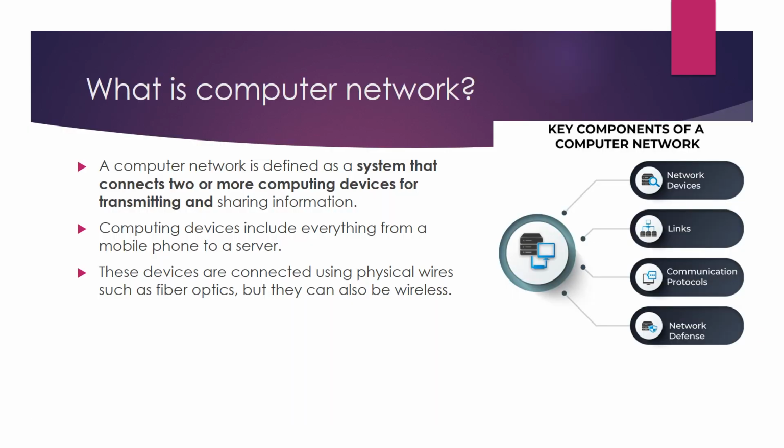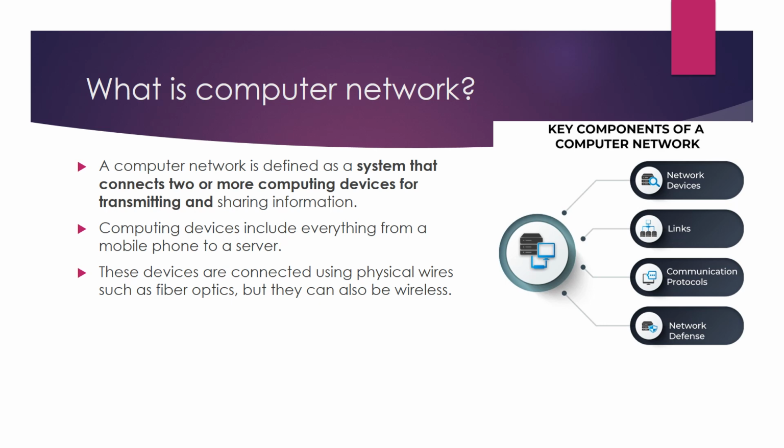So the first question is, what is a computer network? A computer network is defined as a system that connects two or more computing devices. Computing devices can be anything: mobile phones, laptops, tablets, and everything that is connected to the system for transmitting and sharing information. Computing devices include everything from a mobile phone to a server.